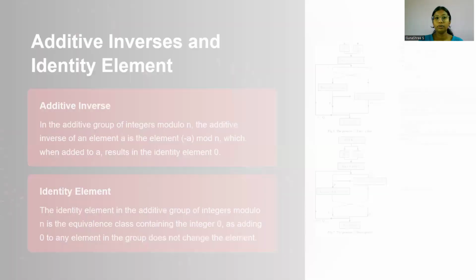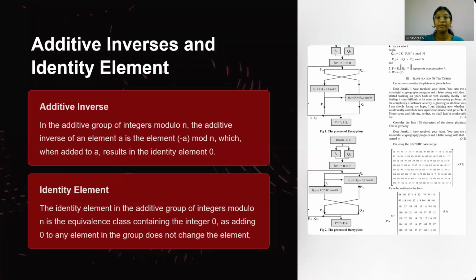Moving on to what are the additive inverses and identity elements. The additive inverse states that if in a group of elements you consider an element A, then the additive inverse of that element A will be minus A mod n, which when added to A, the result obtained is the identity element, that is 0.